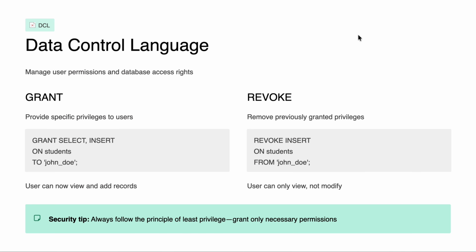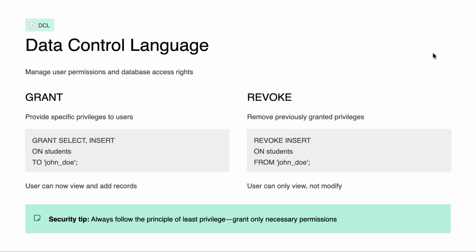Now we are going to talk about DCL, data control language. So DCL controls database access. Here grant and revoke are the commands that are used in data control language. Grant gives permission and revoke removes permissions. So you already understand what grant and revoke are. In basic terms, grant is going to give the permissions, and revoke is going to remove the permissions. This is how data control language commands work.